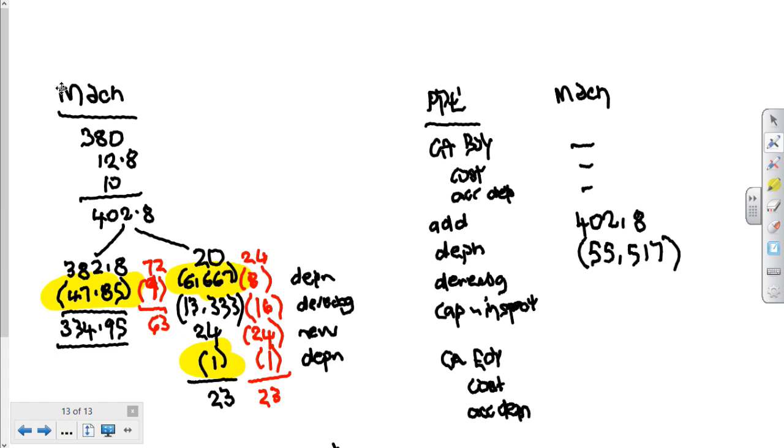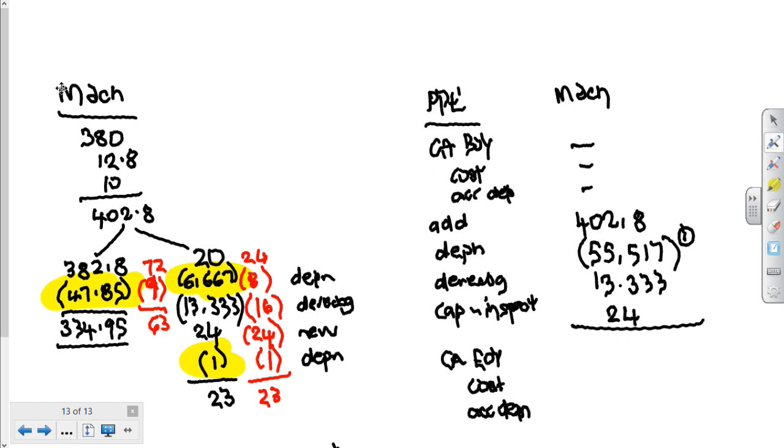I had to derecognize the remaining piece of the first inspection, isn't it? 13,333. Do you agree with those numbers, by the way? 13,333, derecognition. Okay? And then I capitalized the new inspection, 24. When you show it, I would put a little 1 there, and then I would put a little 1 and show what numbers make that up. Because if you make a mistake with one of the numbers but the other 2 are correct, you can still get 2 out of the 3 marks, or however the mark allocations work.